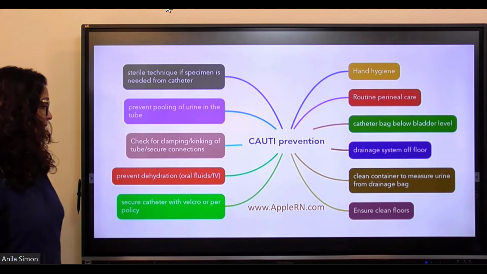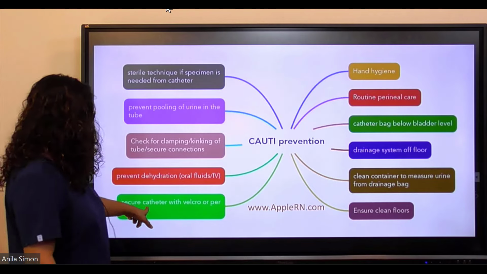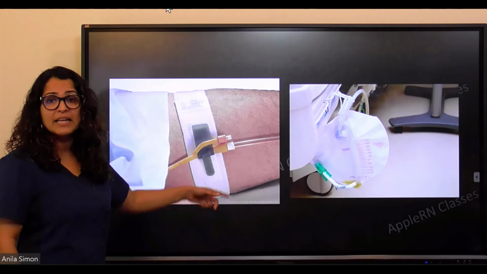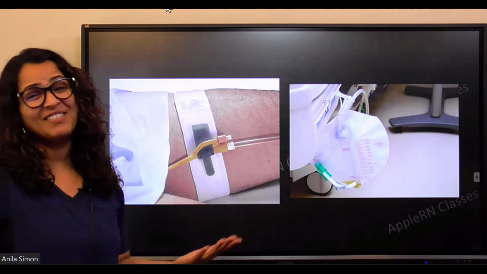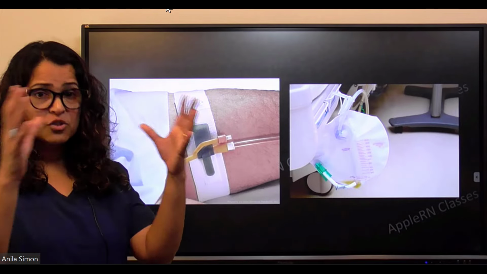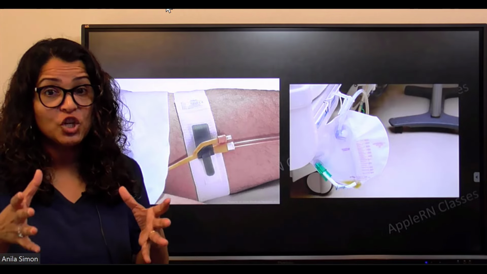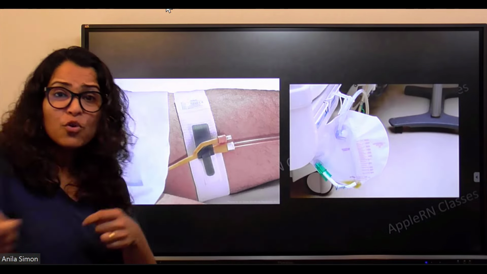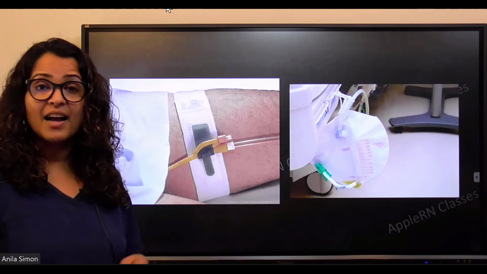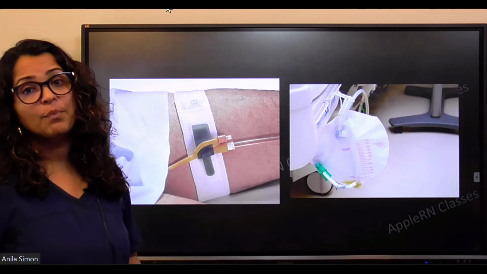And secure the catheter with Velcro or as per policy. So I want to show you that this is the Velcro system. There are different kinds, a variety of things available. Generally, we can say, just secure the catheter so that it doesn't get pulled or accidentally come off. So we can always keep it secured to the patient's leg.